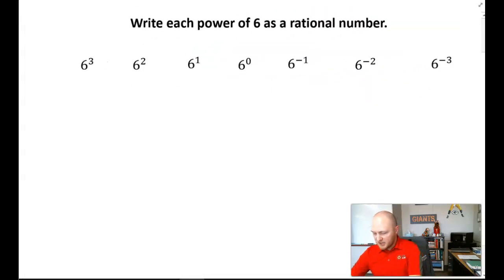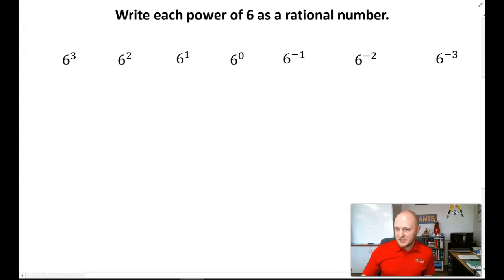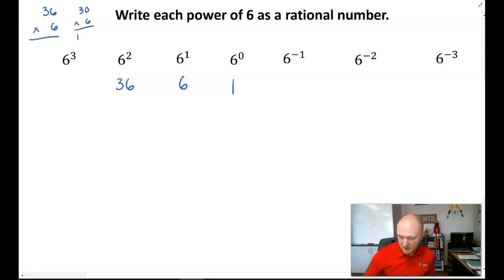Here is the number 6. 6 to the power 0. 6 to the power 1. 6 squared, 36, and then 6 cubed. Again, if you don't know 6 cubed off the top of your head, which I don't really expect you to, you can go ahead and multiply 36 times 6. Or use the quick trick. What's 30 times 6? 180. And then 6 times 6, which is 36. Add those together. You get 216.